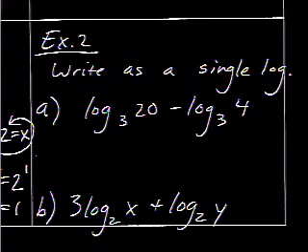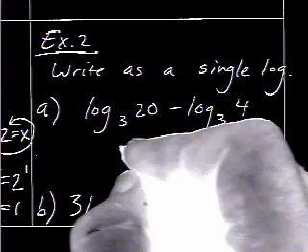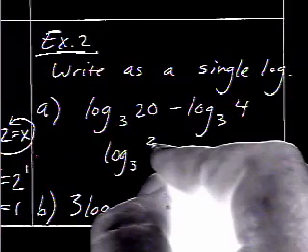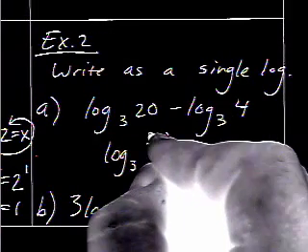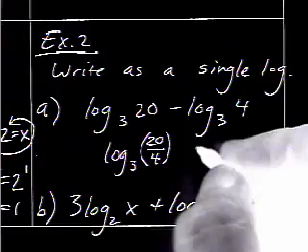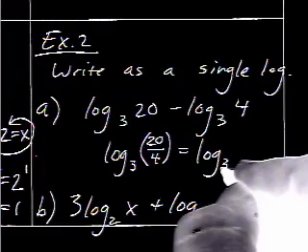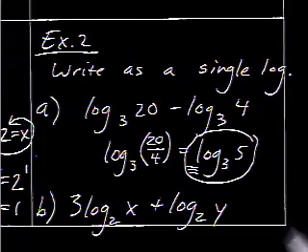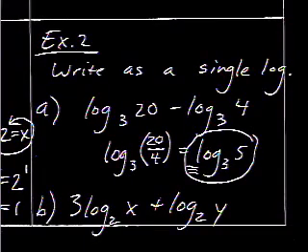So in example 2, it says write as a single log. Log base 3 of 20 minus log base 3 of 4. So this says log base 3 of 20 over 4, right? Using the quotient property, or log base 3 of 5. There you go. We wrote it as a single logarithm. We have not left it as two logarithms. And what's our coefficient of the single logarithm? Always a 1.